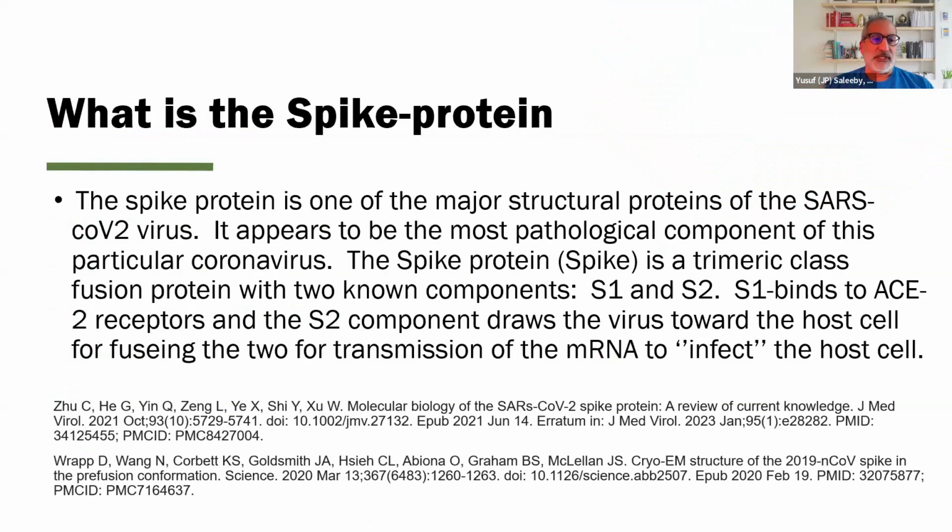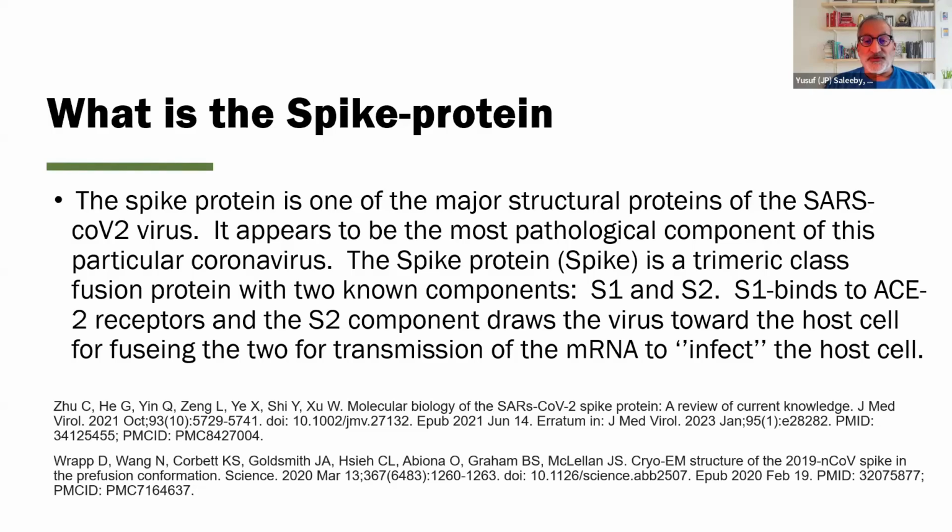So what is the spike protein? The spike protein is one of the major structural proteins of the SARS-CoV-2 virus. It is present on other viruses, but the presence of the spike protein that kind of shoots out from the capsule of the virus gives it the name coronavirus, kind of like the corona of the sun during a solar eclipse. So that's where the name comes from for the virus, and that's the protein that causes that structure to occur. So the spike protein is a trimeric class fusion protein, and we'll get into all what that means.